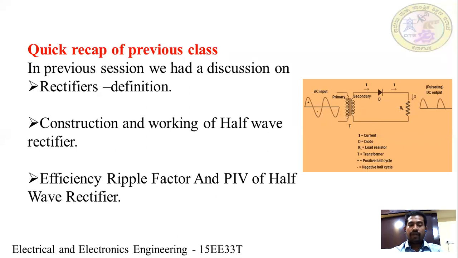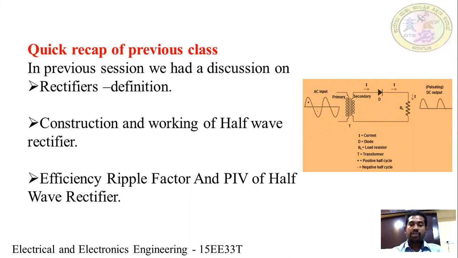We know that a rectifier is a device which is used to convert the AC input voltage to pulsating DC output voltage. The pulsating DC output voltage consists of some ripples, that is nothing but AC content, which is present in the pulsating DC output. So rectifiers perform conversion of AC input voltage to pulsating DC output voltage.